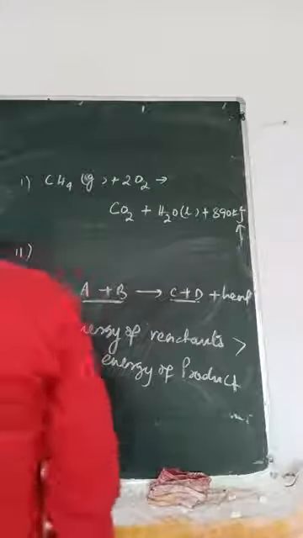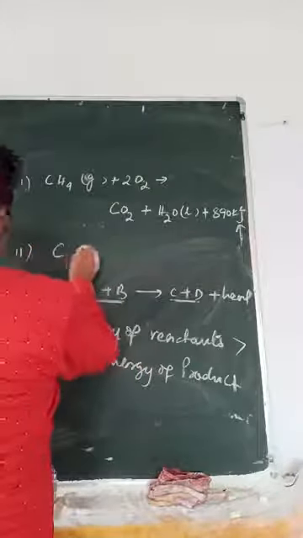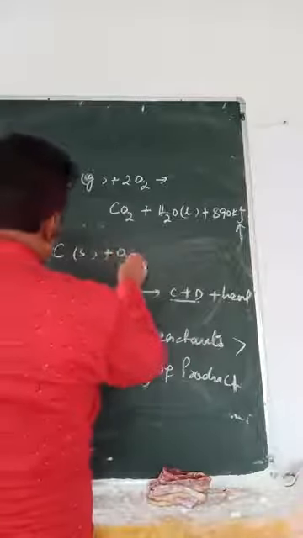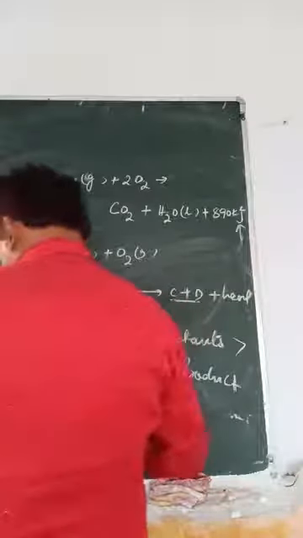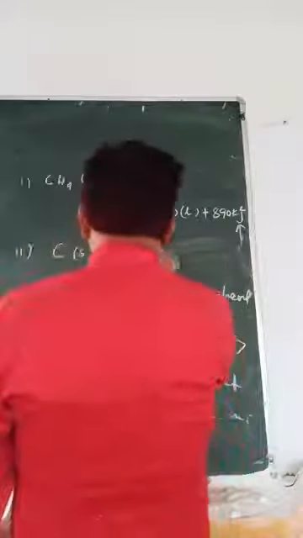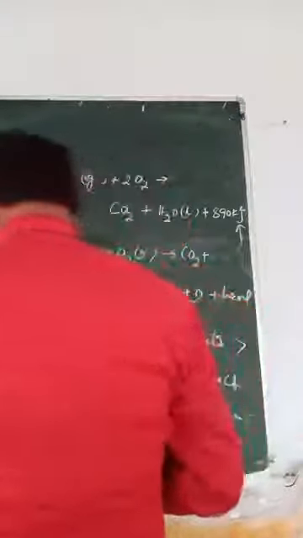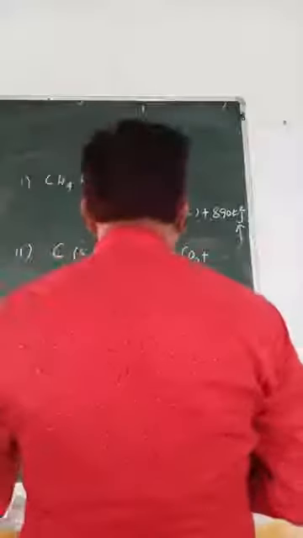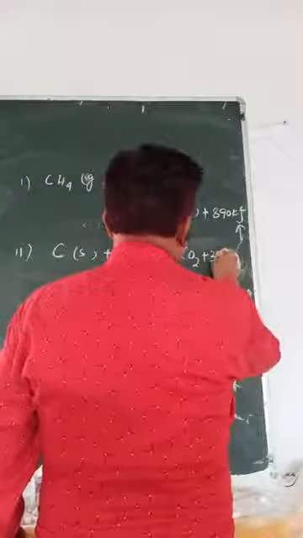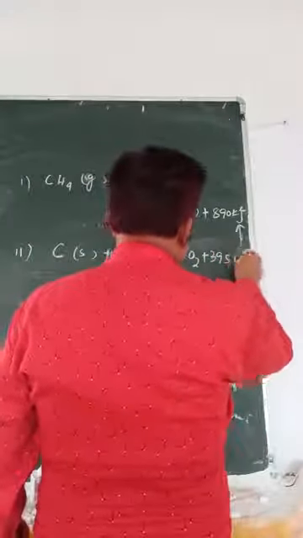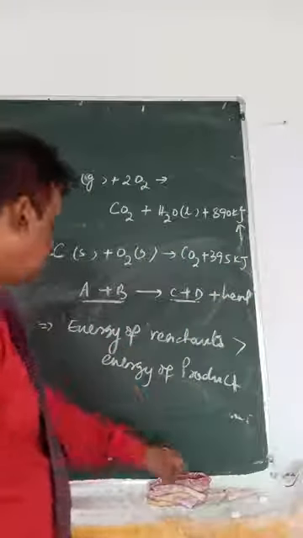Similarly, you can write one more example: carbon, which is a solid, plus oxygen, which is a gas, gives you carbon dioxide plus 395 kilojoules of energy. So these are the examples.